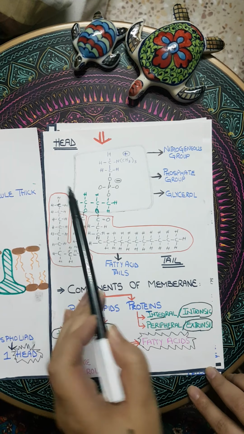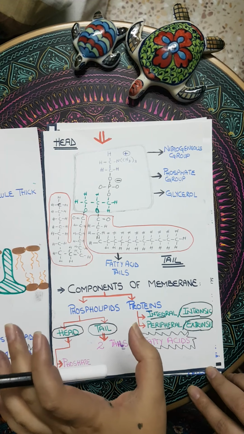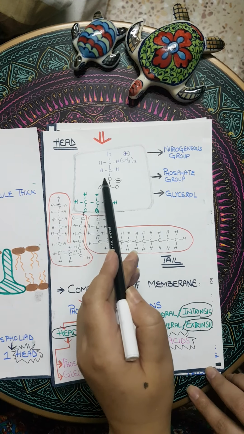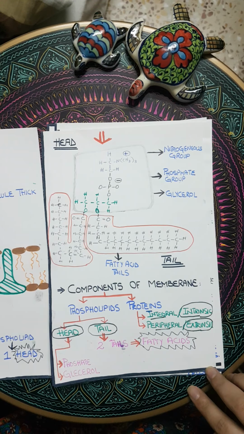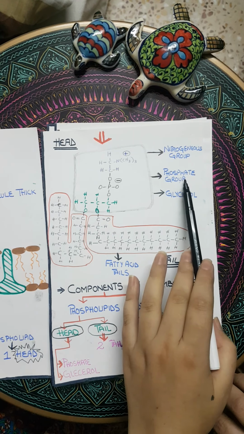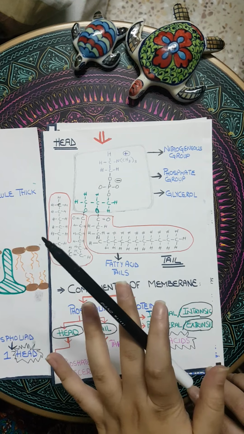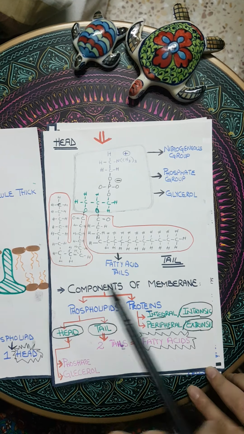Glycerol makes the backbone of the head. And this phosphate group, because it is ionic, is an inorganic molecule. So because of this phosphate group, the head is hydrophilic in nature.